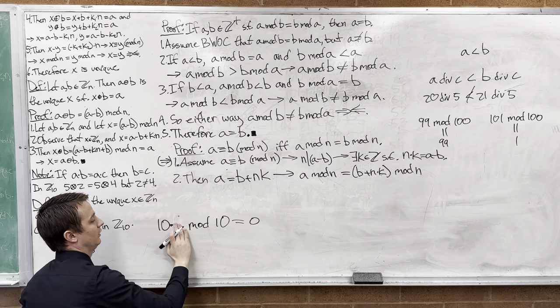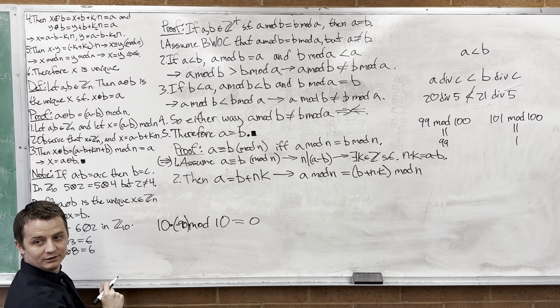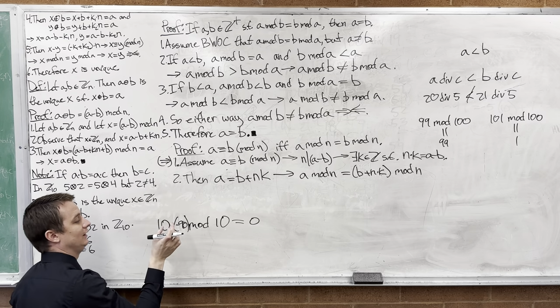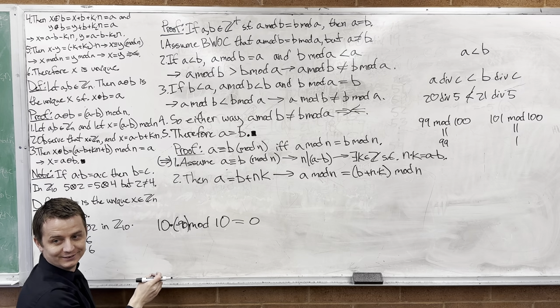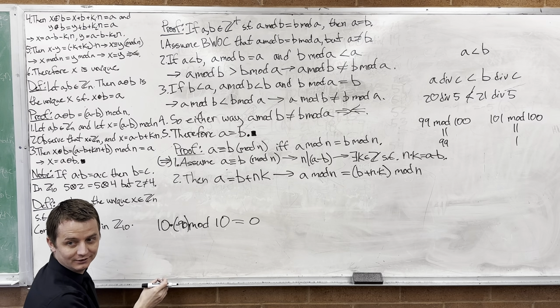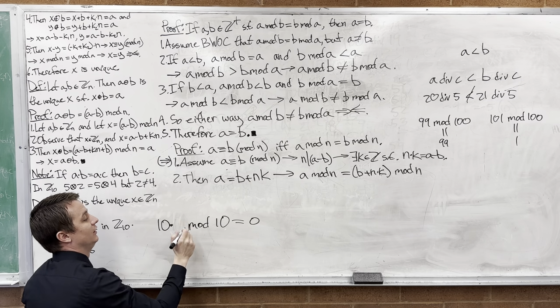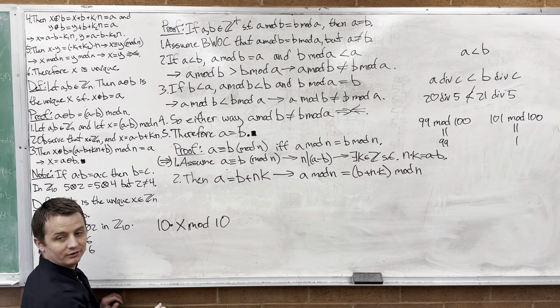It's still zero? Okay, what if I put a negative 9 here? Dang, it's still zero. 10 goes into 10 times negative 9, exactly negative 9 times, with no remainder. Right? Yes. You seeing it? We good? Yeah. Or in other words, 10 times x mod 10 is always? Zero.